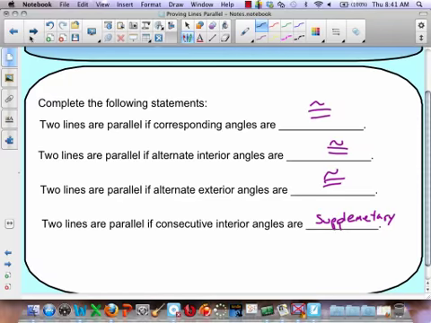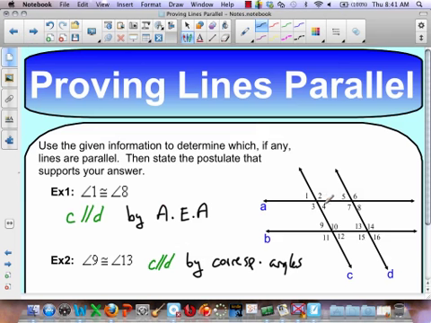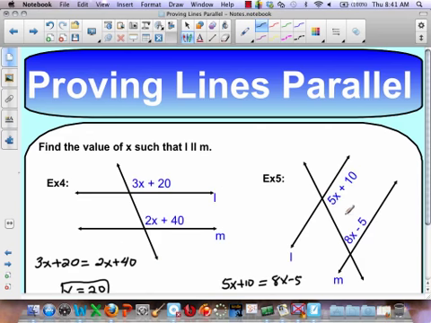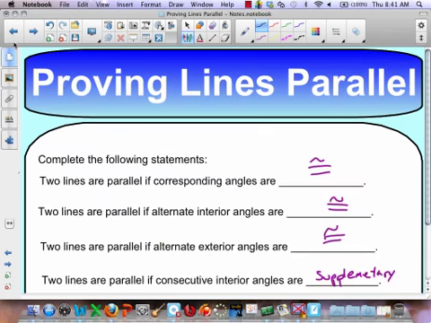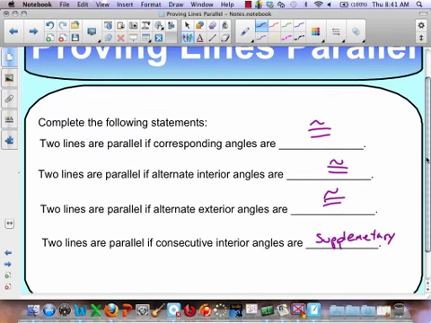Alternate interior, okay. So for alternate interior, that's like 4 and 9. So notice how they're on opposite sides of the transversal, and they're on opposite parallels. Does that fit our model here? Okay. Let's go back to that list then. What other ones do you think might apply? Yeah, consecutive interior, and if they're consecutive interiors, then they must be supplementary.